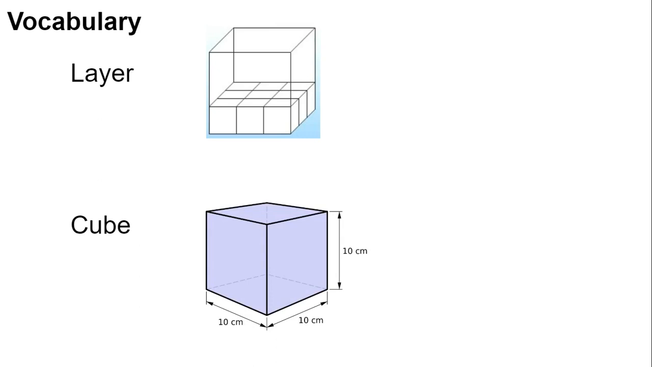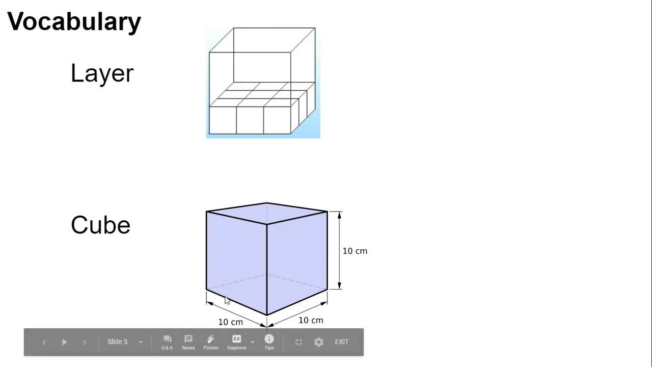Here we have a cube. A cube is a special type of rectangular prism because all the dimensions are the same. So here, notice that our length is 10 centimeters, our width is 10 centimeters, and our height is 10 centimeters. When all 3 dimensions are the same amount or same dimension, then we know it is a cube.